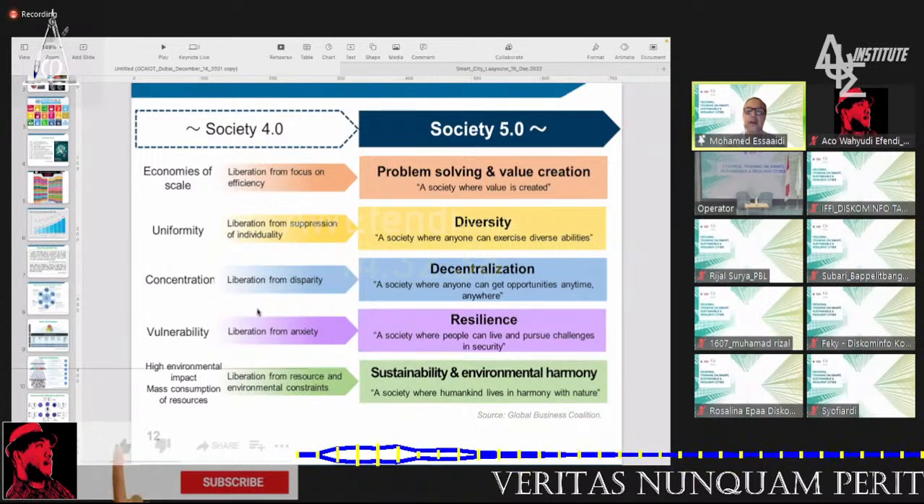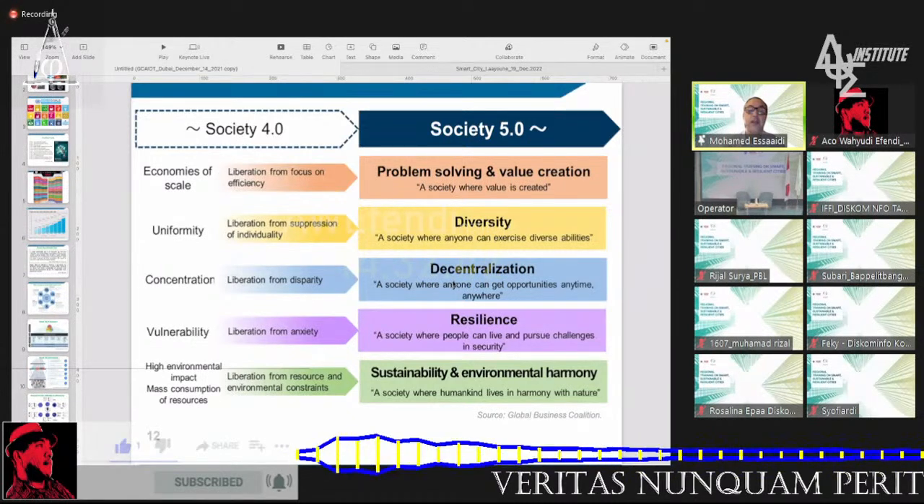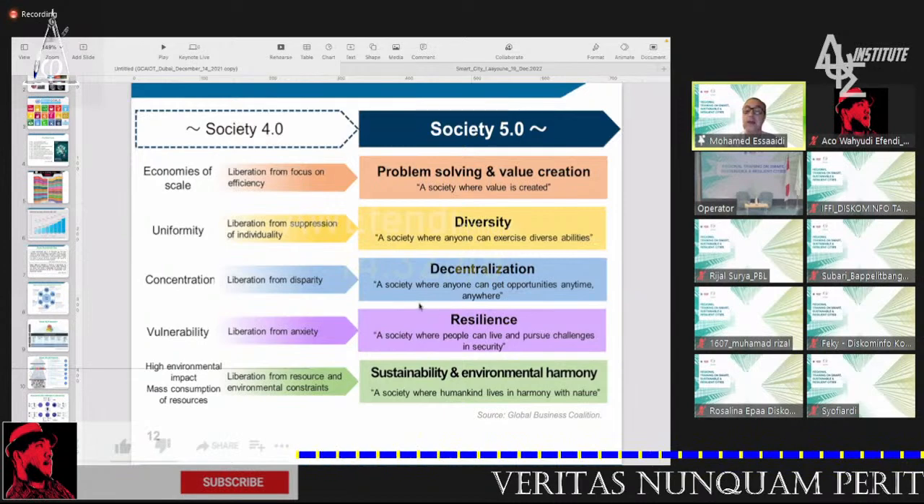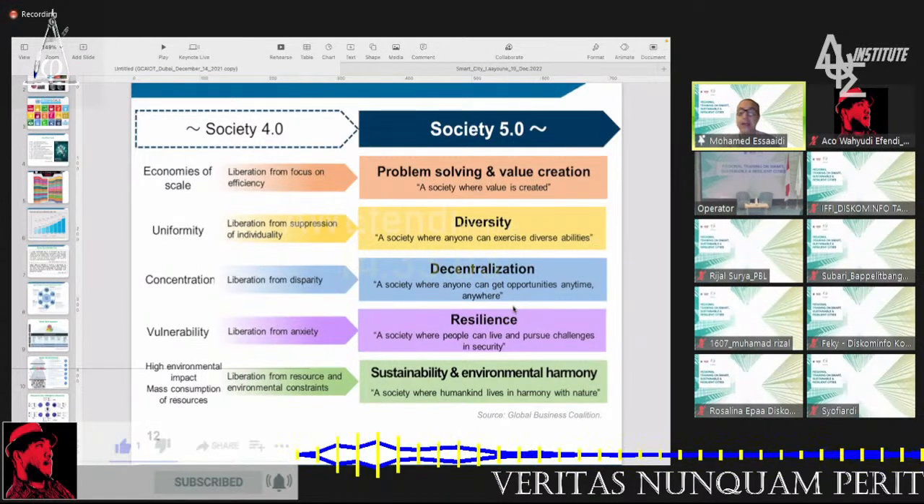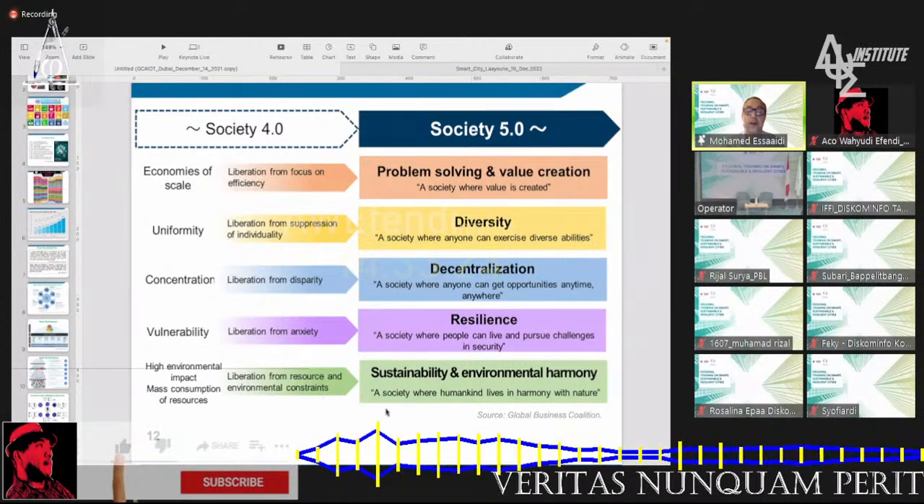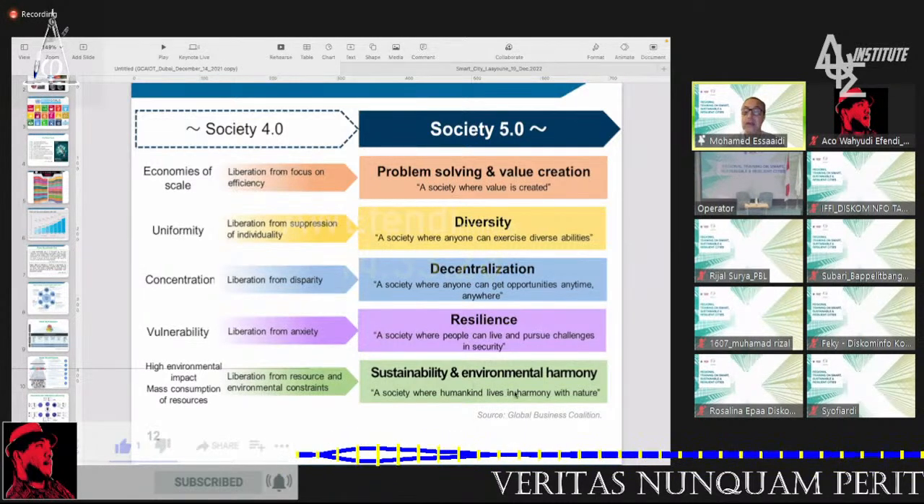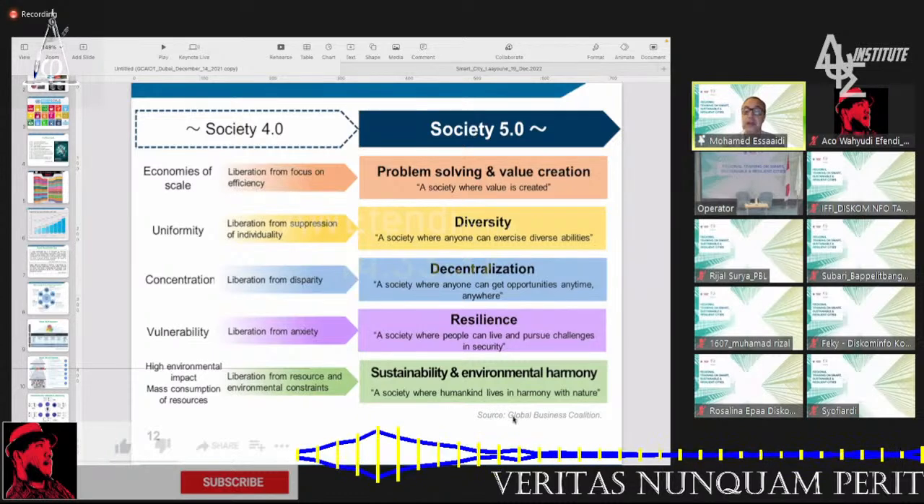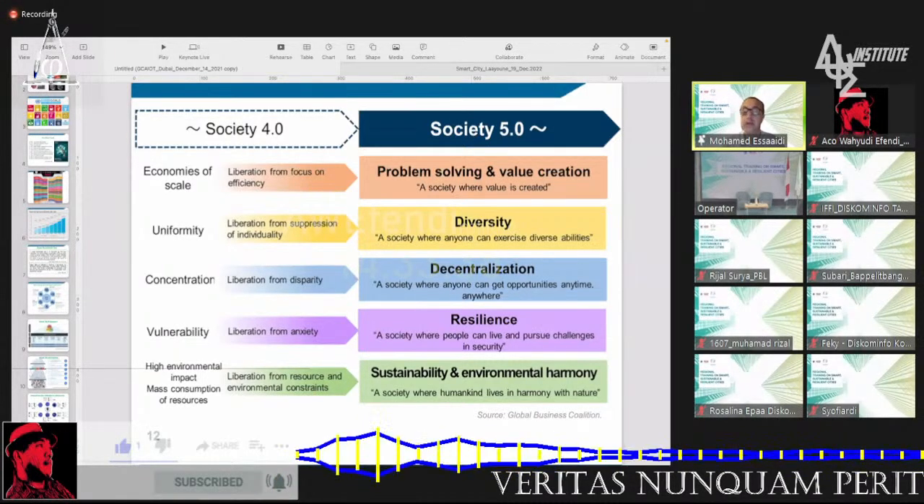Society 4.0 is centralized, while society 5.0 is a decentralized society, which is a society where anyone can get opportunities anytime, anywhere. Society 4.0 is a vulnerable society, while society 5.0 is a resilient society, since it's a society where people can live and pursue challenges. The last feature or characteristic of society 4.0, as indicated in this slide, is the environmental impact and mass consumption of resources, while society 5.0 is a sustainable and environmentally harmonious society where humankind lives in harmony with nature.